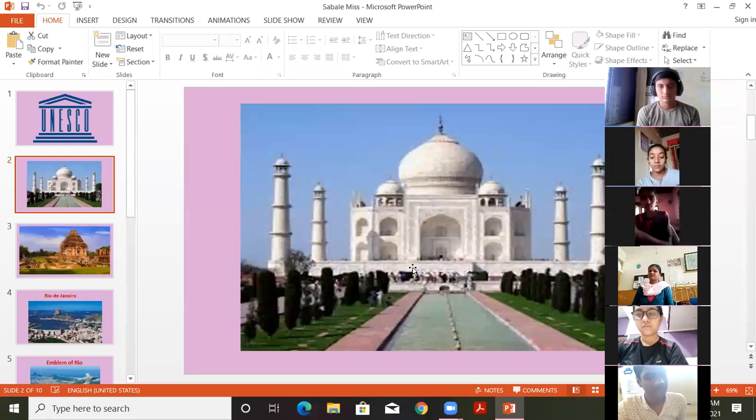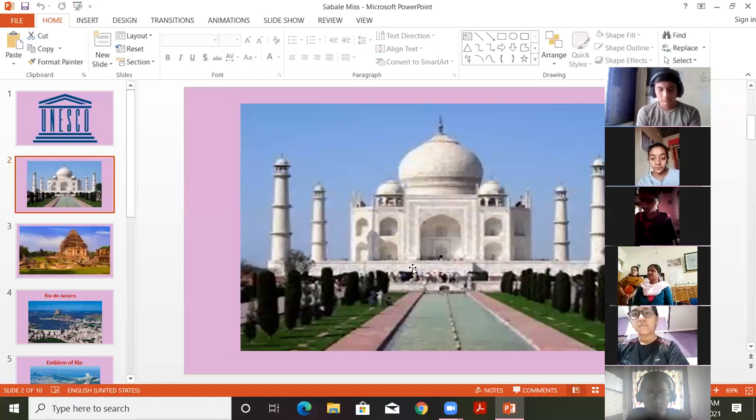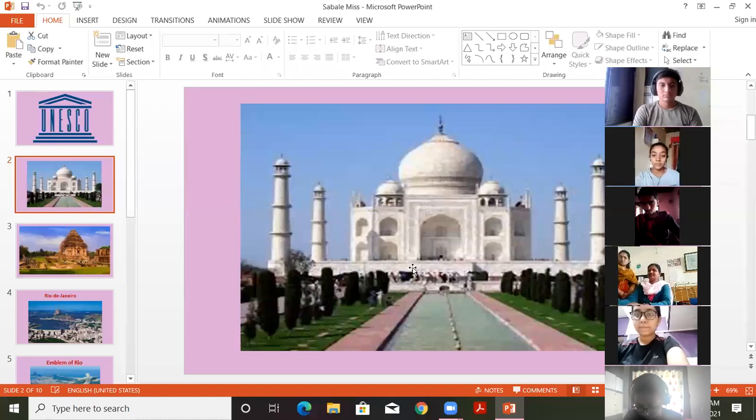So, children, who built it? Shahjahan, very good. And do you know why he built it? For who? For his wife, because he had great love for his wife. And what was the wife's name? Mumtaz. Taj Mahal. Okay. And in this Taj Mahal, you can see the beautiful Mughal architecture.